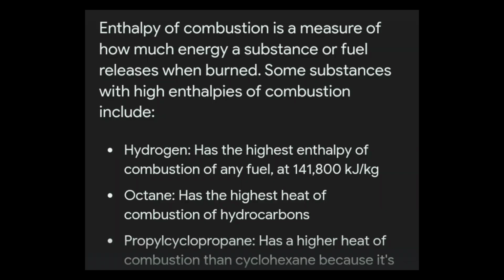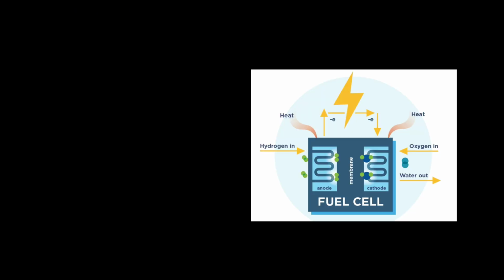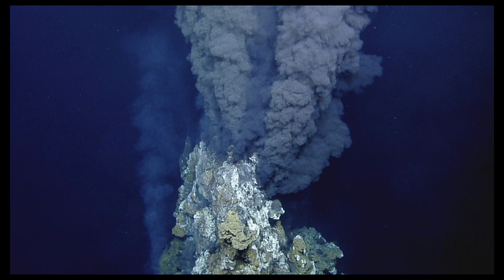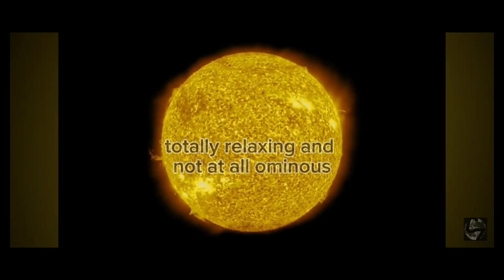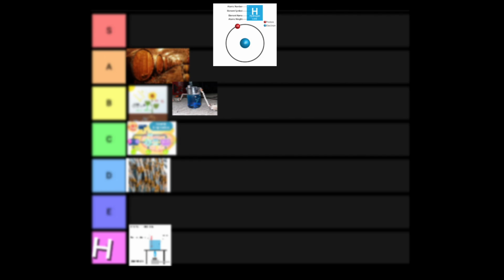Still, hydrogen has one of the highest enthalpy of combustion reactions and is known for its famous work in rocket fuel, energy fuel cells, and, well, the sun, which kind of powers like all life on Earth. Shut up, geothermal vents. Also, just great for ASMR. And just for that, I'm gonna have to give hydrogen the S tier. For sun. The sun beaming.